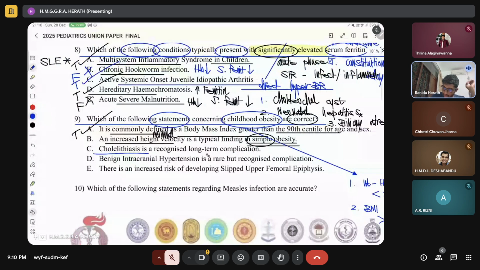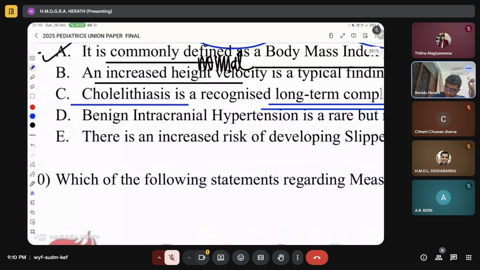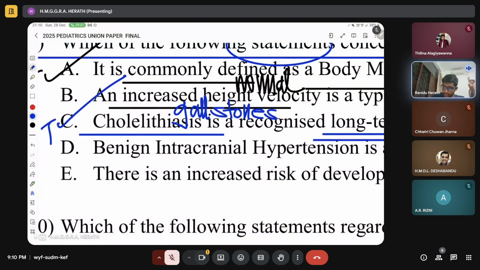Cholelithiasis is a recognized long-term complication. True or false? In obesity, is cholelithiasis a long-term complication? Cholelithiasis means gallstones. True. Why? What is the reason behind it being true?